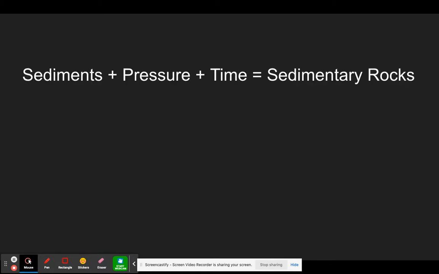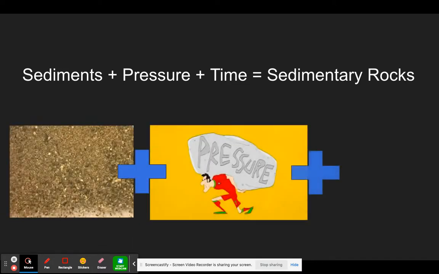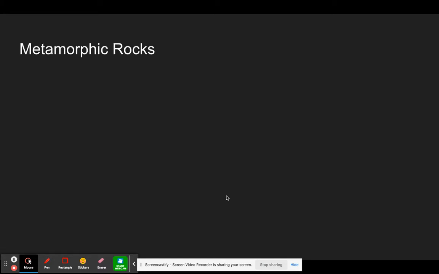So in order to make a sedimentary rock, first you need the sediments there. You need the raw building materials. You need pressure to squeeze those things together and to turn them into a rock. And you need time, right? This doesn't just happen overnight. So we got sediments plus pressure. That guy looks like he's being squished by the pressure of that rock, plus time.